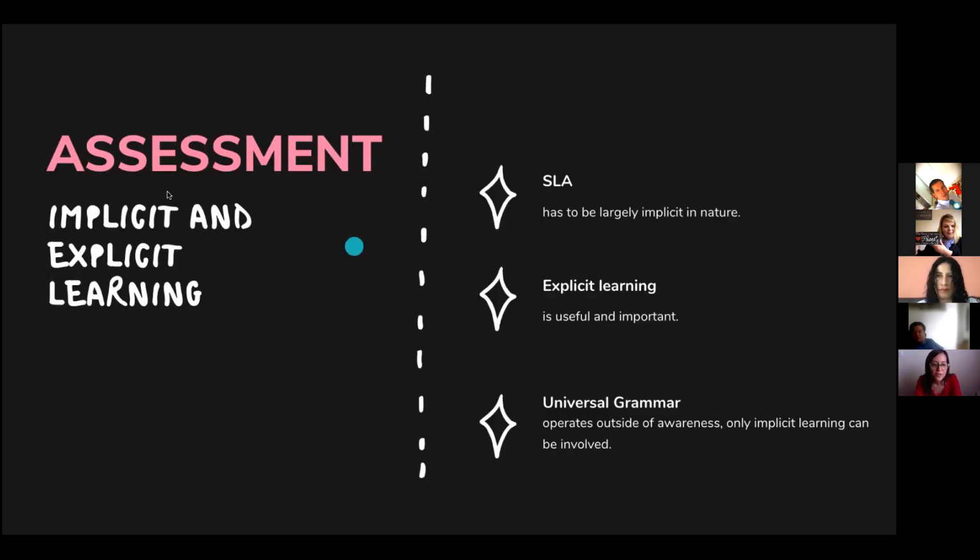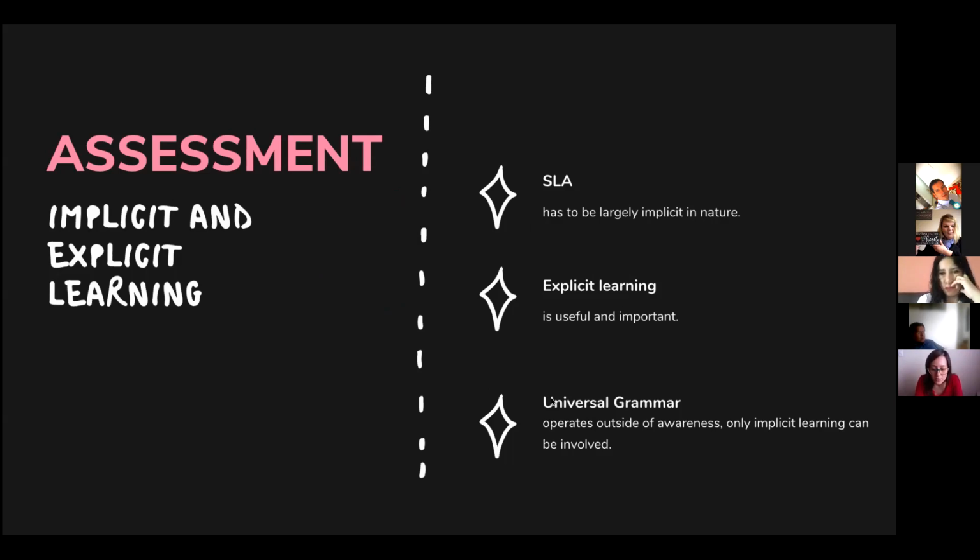To continue, we have the assessment of implicit and explicit learning. So we can conclude that second language acquisition has to be largely implicit by nature, that we have to focus, first of all, on fluency rather than accuracy. Also, explicit learning, like I stated, is useful and important, but we should not prioritize it or mainly focus on it with our students, especially young learners.